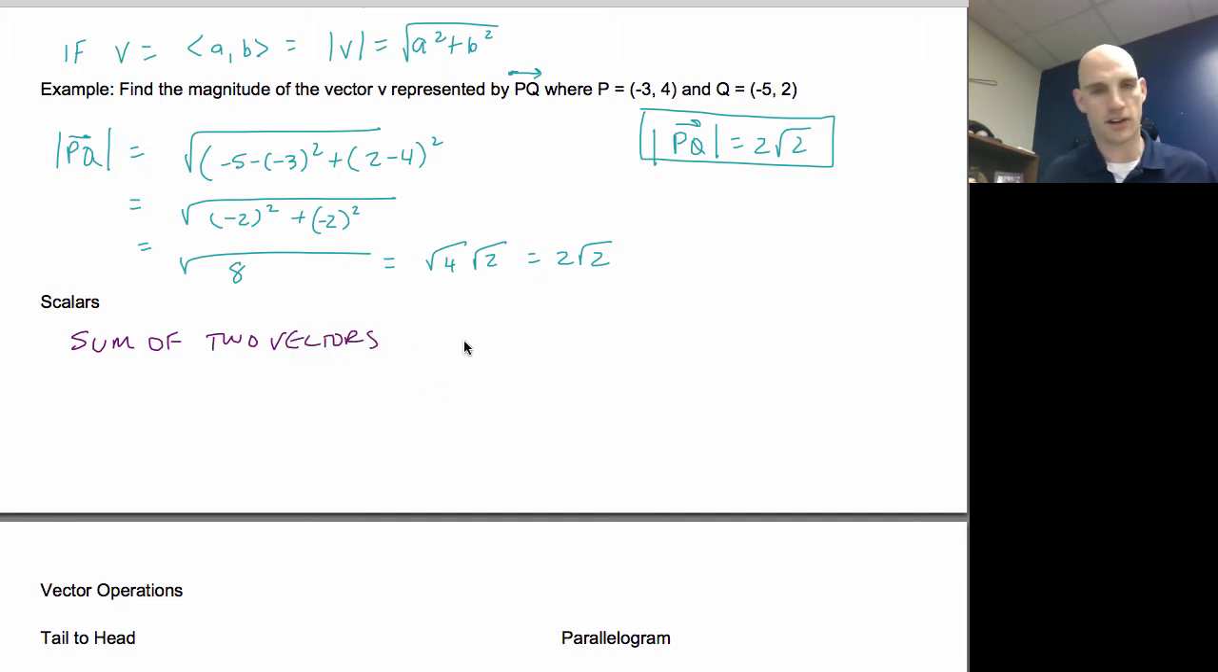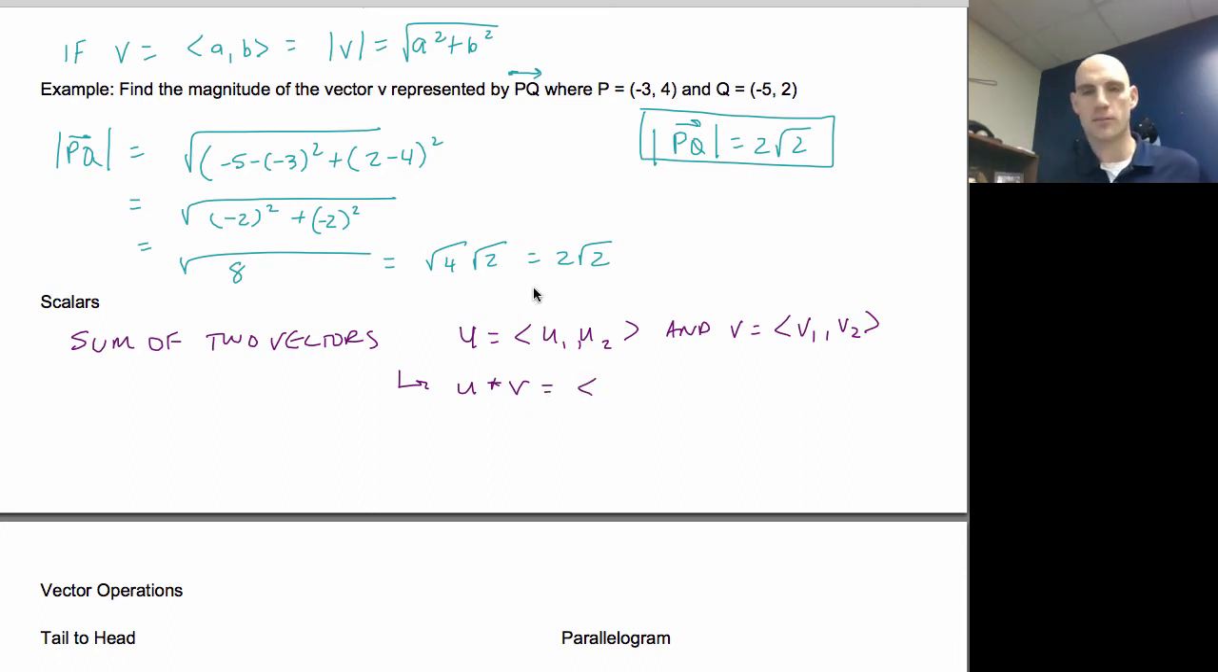Okay, so the sum of two vectors, u, which is equal to u1, u2, and v equals v1, v2. When we take the sum, which would be u plus v, it's going to be equal to the x components plus the y components. So u1 plus v1, comma, u2 plus v2. Okay, it's pretty simple, pretty straightforward. We add the like components, add the x components, add the y components.